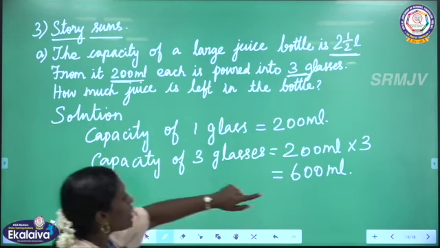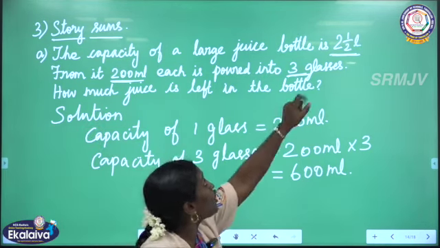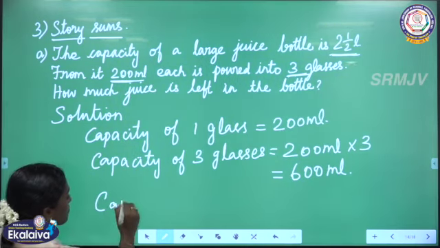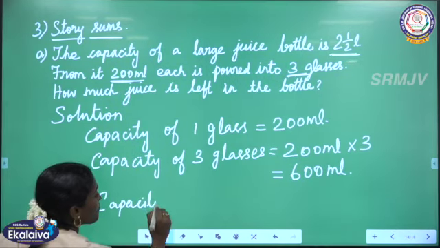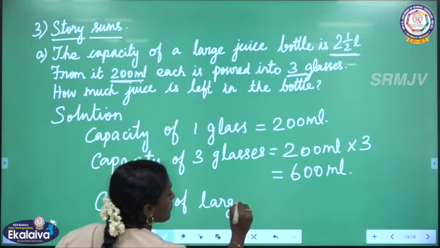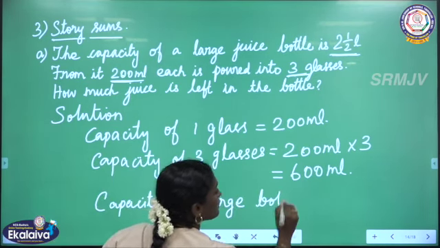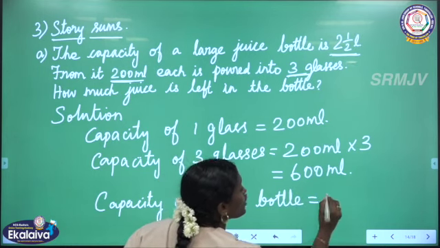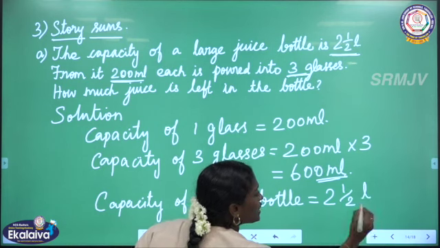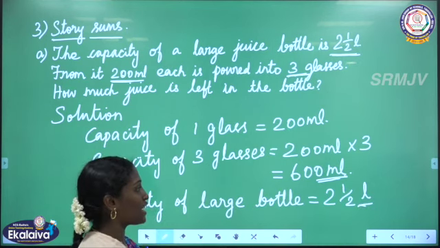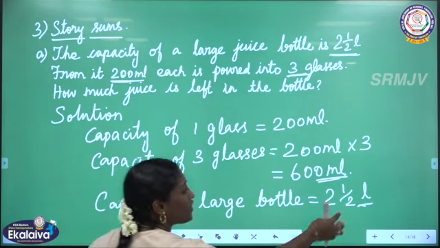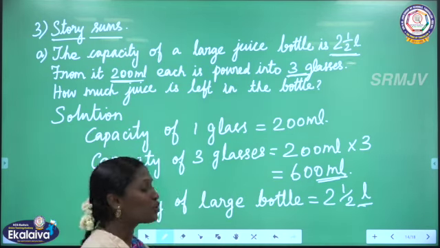Now we have to subtract this from the capacity of large bottle. What is the capacity of large bottle? That is 2.5 liter. Here the unit is different. Here we are having 600 ml. Here this is in liter. So we can't do the subtraction. First we have to change the liter to milliliter.